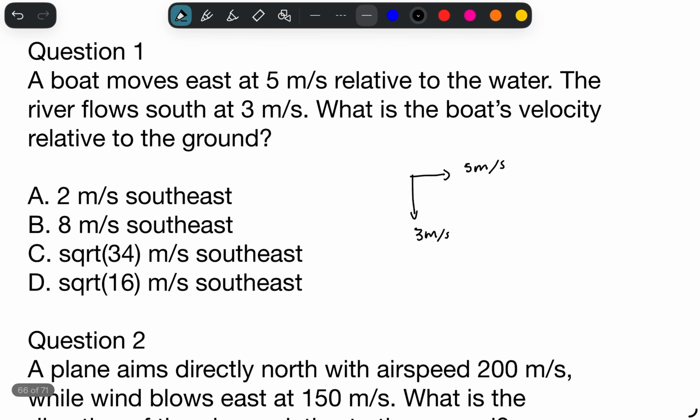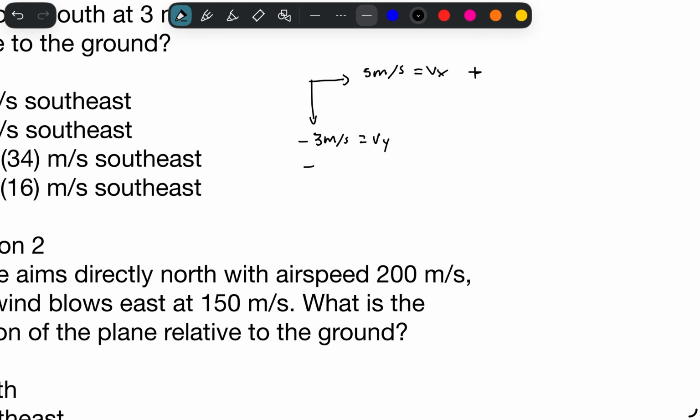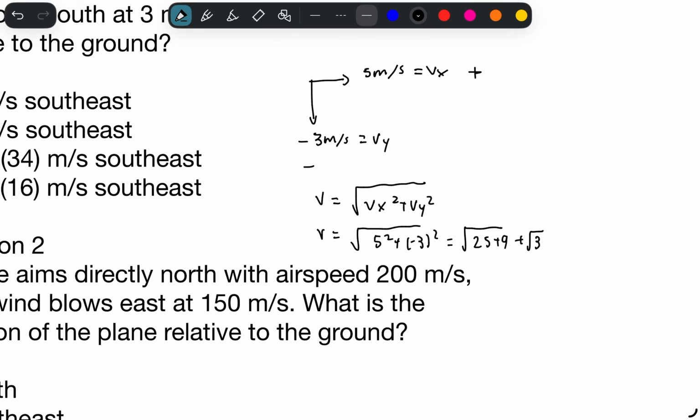In order to do this, we are going to have our Vx component equal to 5, and south is going to be negative, while east is positive. So our Vy is equal to negative 3 meters per second. To find the velocity, you take the Pythagorean theorem of the x component squared plus the y component squared. The velocity is 5 squared plus negative 3 squared, which is equal to the root of 25 plus 9, which is the root of 34.